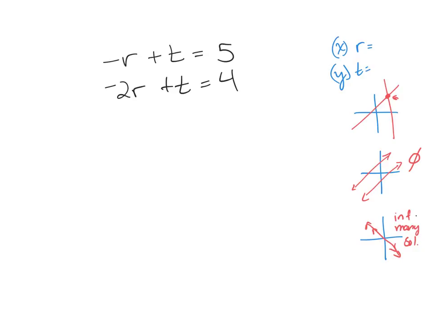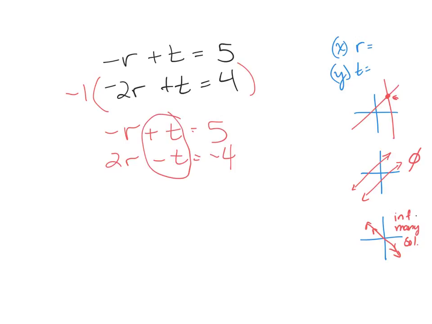You have to look at both letters and find a way to make one equation the opposite of the other for a certain letter. So if we eliminate the T's, and you see they're both plus T's, you see it? If I multiply this guy here by a -1, I'll get the first equation like it is, -r plus t equals 5. And the second equation will be 2r minus t equals -4. And now my t's are opposite of each other.